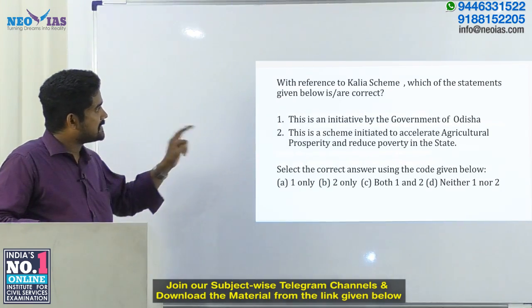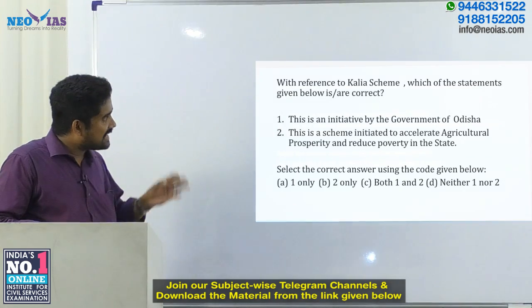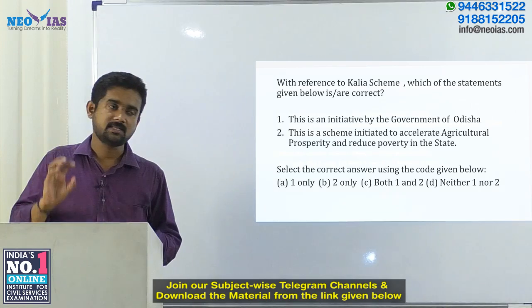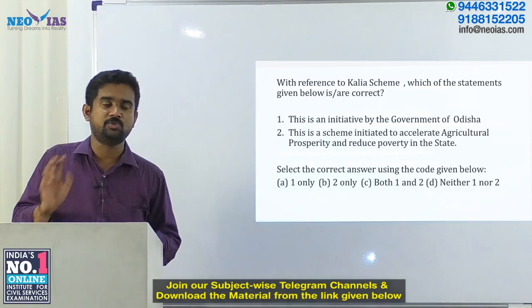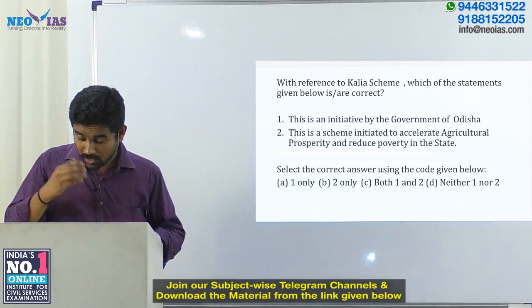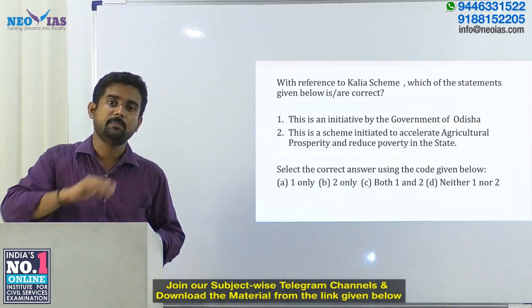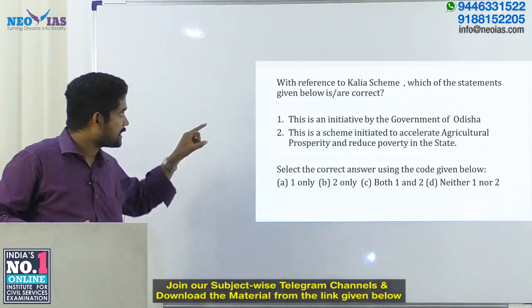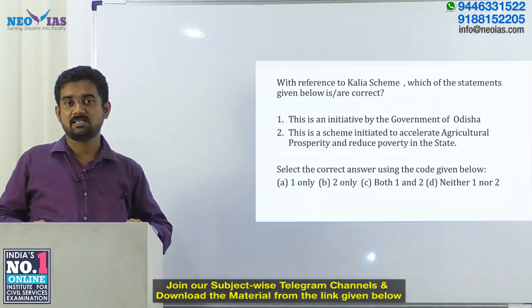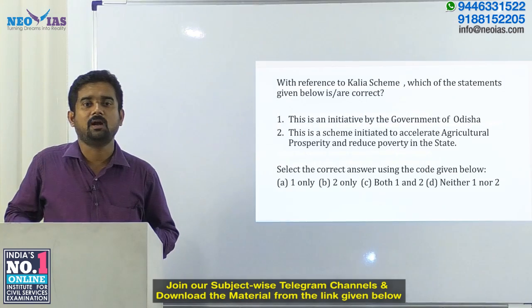Second statement: This is a scheme initiated to accelerate agricultural prosperity and reduce poverty in the state. Yes, that is again one of the key objectives of the Kalia scheme, to accelerate agricultural prosperity and to eliminate poverty, which makes the second statement correct as well. So, statement 1 and statement 2 are correct, which gives us the answer as C, both 1 and 2.